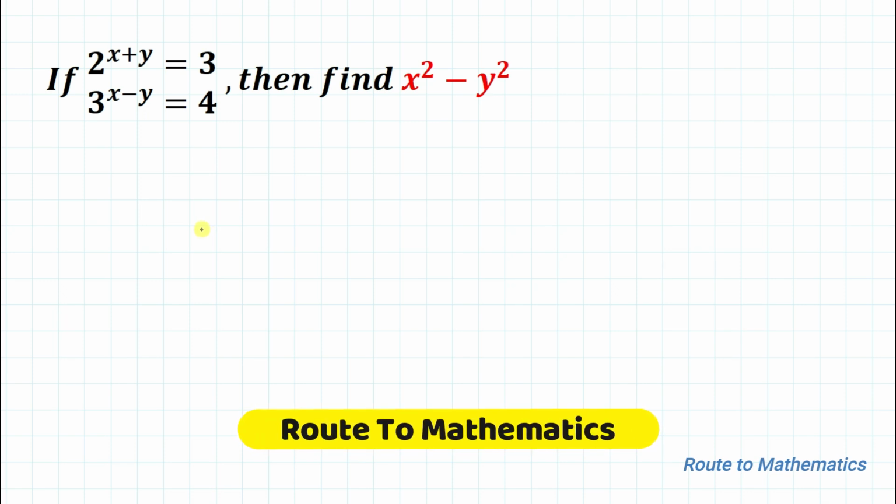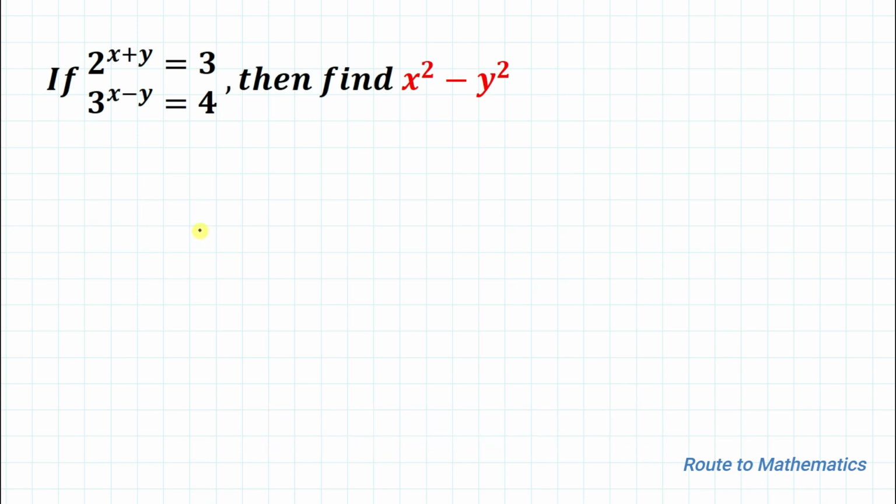In this video, we're going to solve this interesting exponential equation, and we're asked to find the value of x square minus y square. Here we have given 2 to the power x plus y equals 3, and 3 to the power x minus y equals 4. From these equations, we're asked to find the value of this given expression. So without any delay, let's just start the solution.